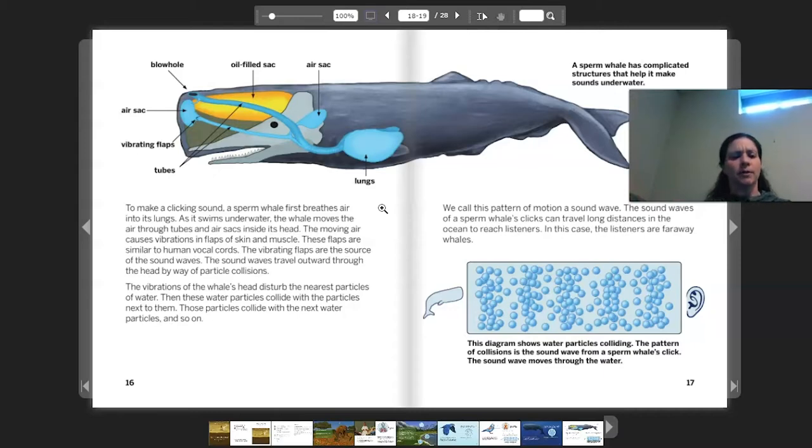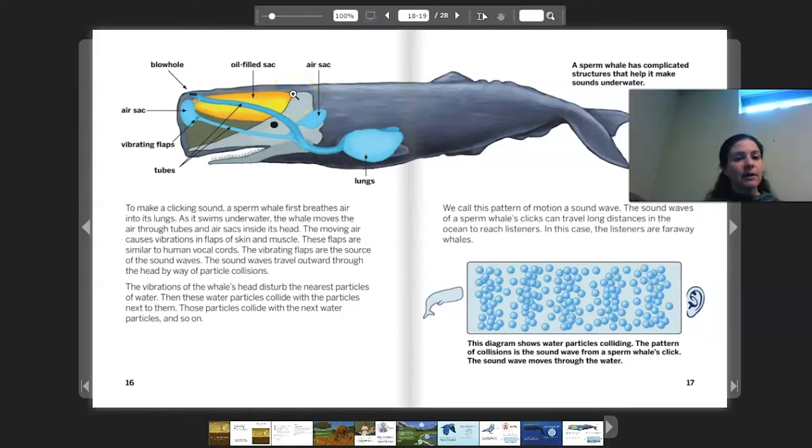That's an interesting term. The vibration of the whale's head disturbs the nearest particles of water. Then these water particles collide with the particles next to them. Those particles collide with the next water particles, and so on. That word collide's coming up a lot. We're going to investigate that in the sim. We call this pattern of motion a sound wave. The sound waves of a sperm whale's clicks can travel long distances in the ocean to reach listeners. In this case, the listeners are faraway whales.